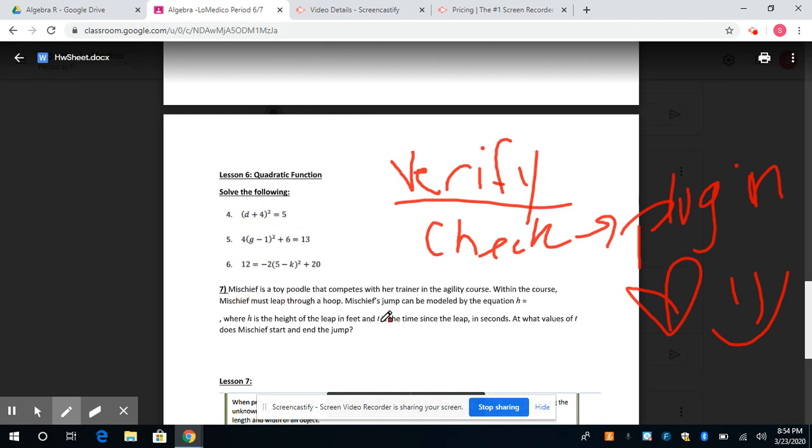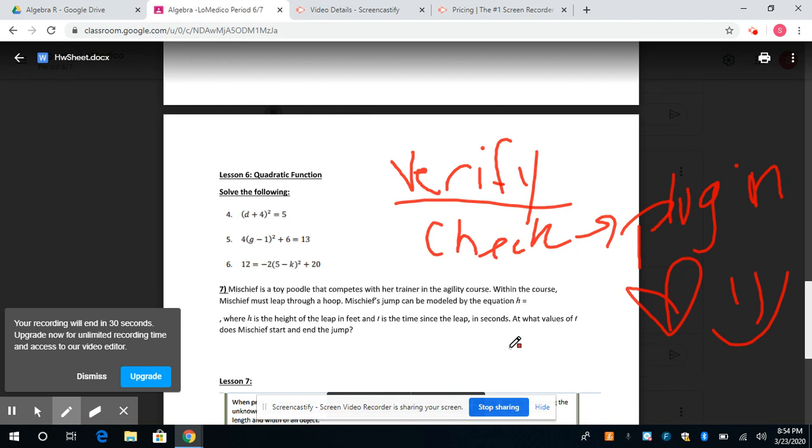Number 7, you're missing the equation. I don't want to put the wrong one, so I can repost this. But Mischief is a toy poodle that completes her trainer in the agility course. Within the course, Mischief must leap through a hoop. Mischief's jump can be modeled by the equation, and I'll put that in, where h is the height of the leap in feet and t is the time since the loop in seconds. At what values of t does Mischief start and end the jump?